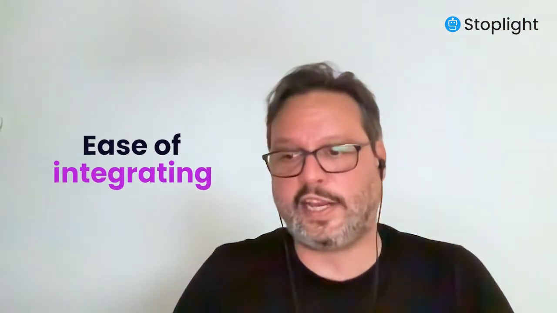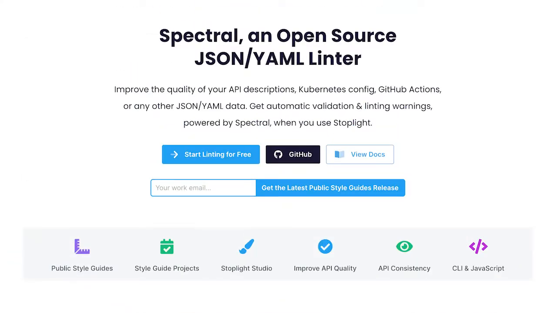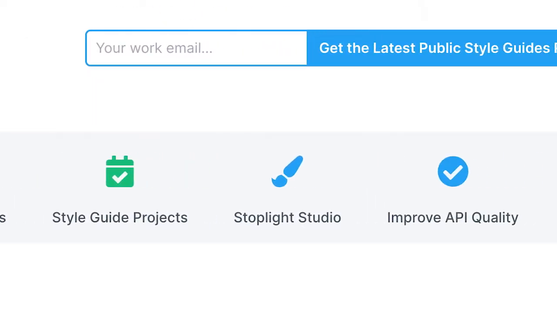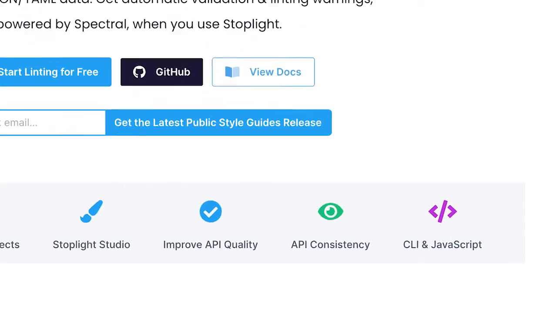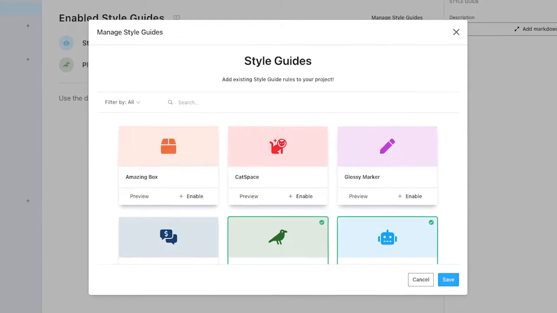Stoplight is integral in terms of the design and also our public-facing documentation because it's run through Stoplight. We really like the easiness of integrating with our repositories and etc. And we also have Spectral, which has served us for quite a few years in terms of linting and ensuring that our OpenAPI specs are proper and according to what we need.